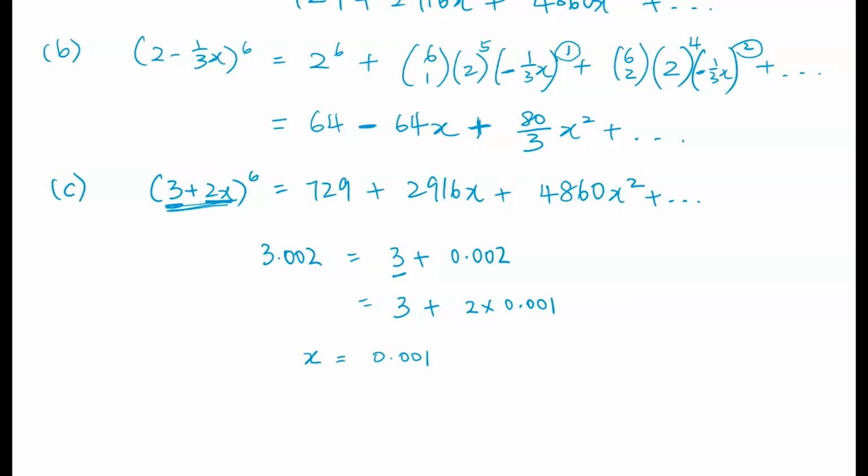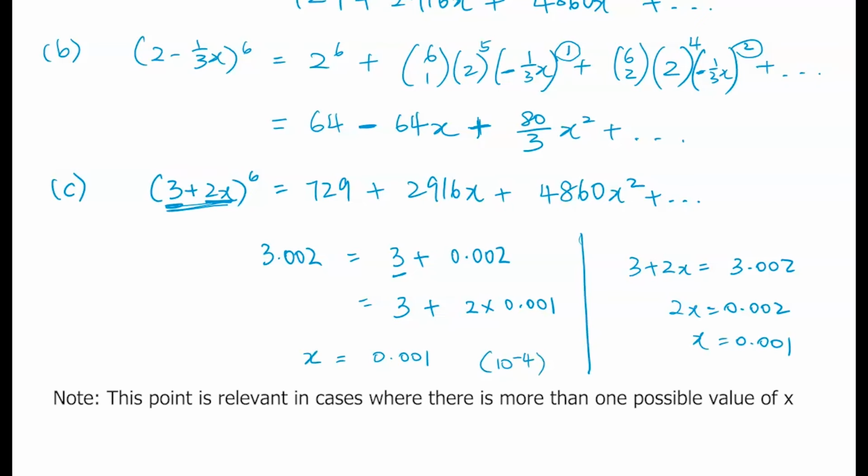This is doing it by observation. Of course, we can also equate the two and solve it. So alternatively, you can just do 3 plus 2x equals 3.002, equate the two, and then solve for x. So 2x is 0.002 and x is 0.001. So either way will work. We like to use powers of 10 as our x. In this case, it's actually 10 to the power negative 3.